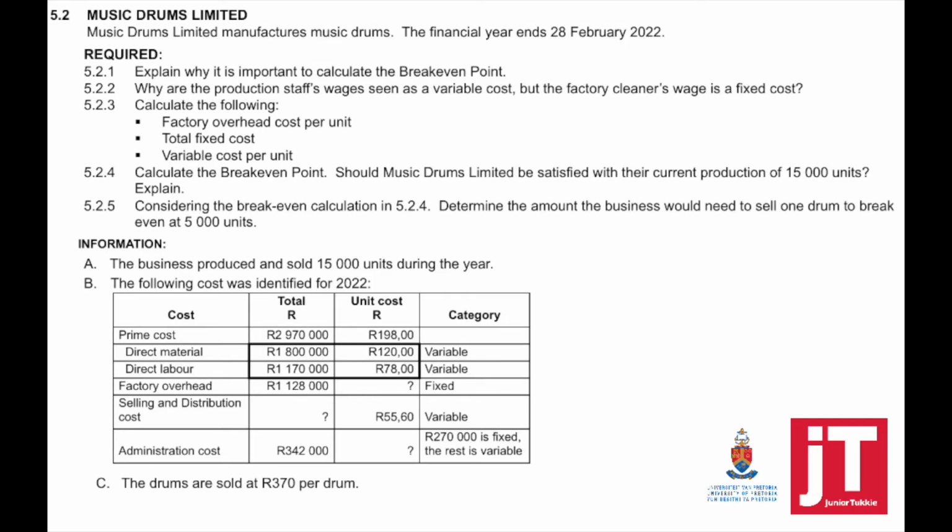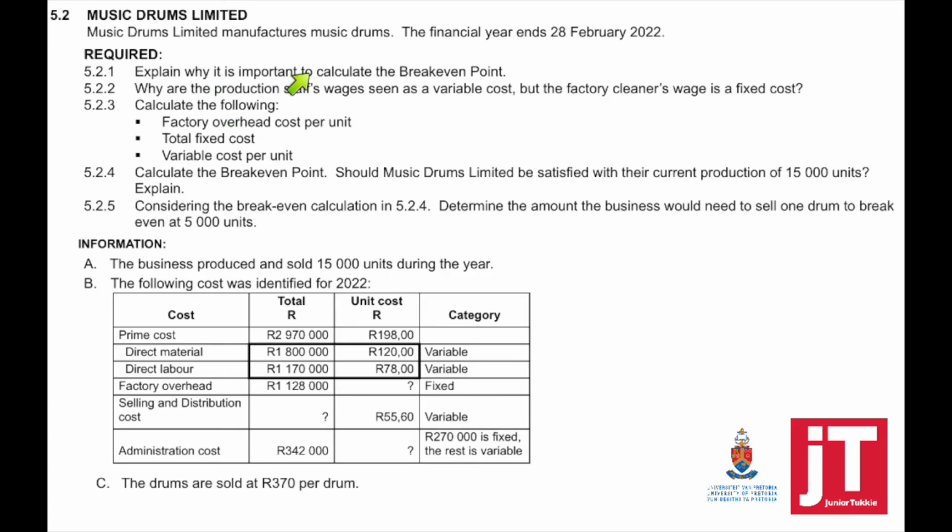This is now question 5.2. Take note, 5.1 focused on the production cost statement and basically the notes to the production cost statement. 5.2, the focus now is going to be on analysis. Music Drums Limited manufactures music drums. The financial year ends 28 February 2022. Be very careful. Do not use the information in the previous question. This is a separate question that forms part of this activity.